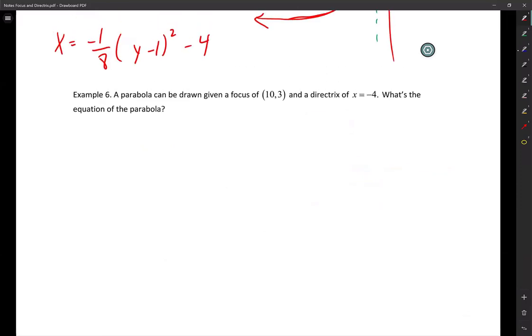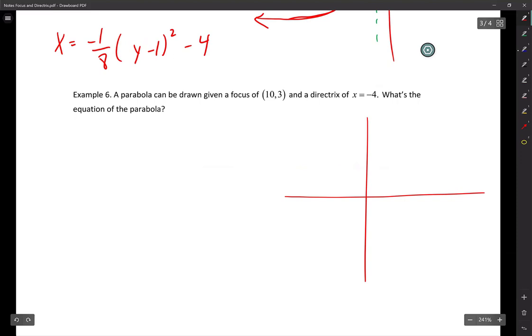A parabola can be drawn given the focus. So here it is. 10, 3. And the x equals negative 4. I'm sorry, janitors. Everything's flying today, guys. This is x equals negative 4. I'm going to call that L.